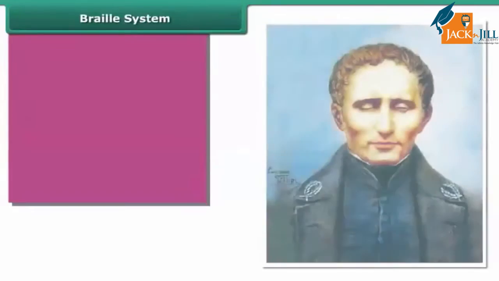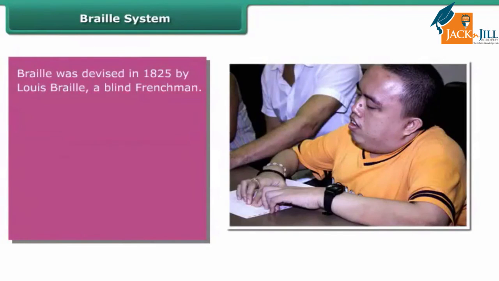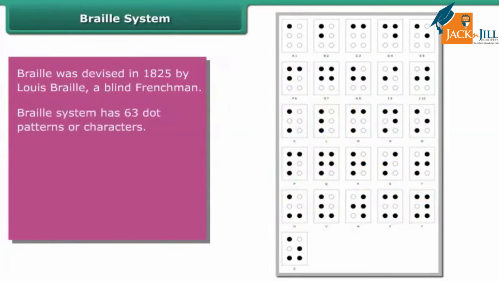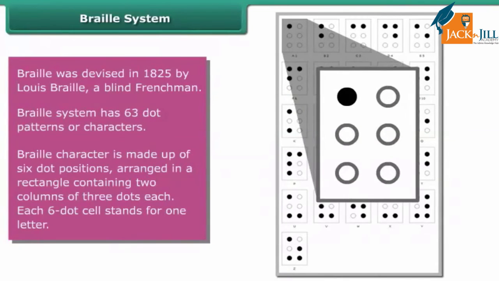Braille was devised in 1825 by Louis Braille, a blind Frenchman. Braille is a writing system which enables blind and partially sighted people to read and write through touch. The Braille system has 63 dot patterns or characters. A Braille character is made up of 6 dot positions arranged in a rectangle containing 2 columns of 3 dots each.